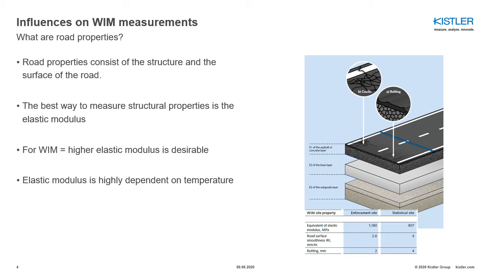Influences on WIM measurements. What are road properties? Basically, they consist of the structure and the surface of the road. It's not that the thickness or the material of the pavement itself is of a relevant value, more so the elastic modulus of the structural properties of the road. For WIM, a higher elastic modulus is desirable, but if you want to measure elastic modulus, you have to consider temperature since it's highly dependent.